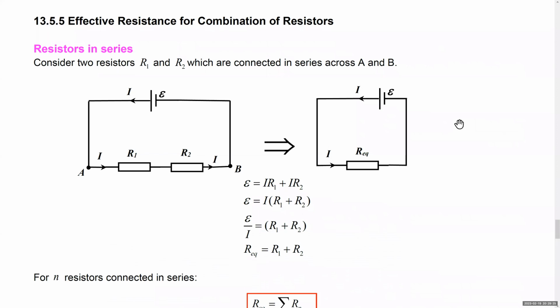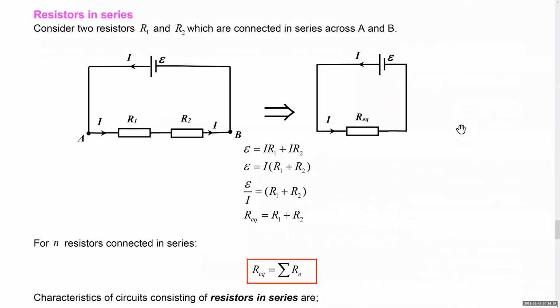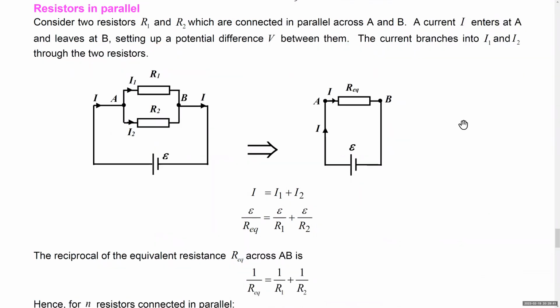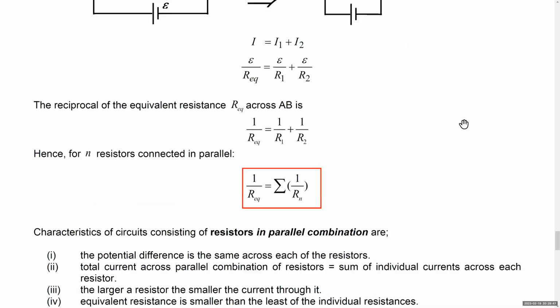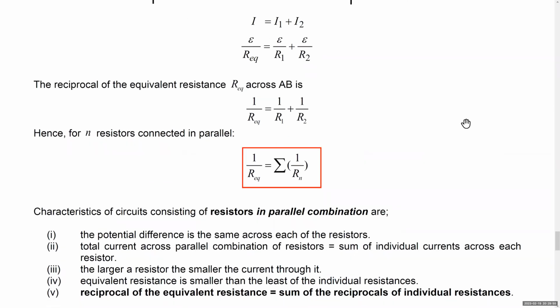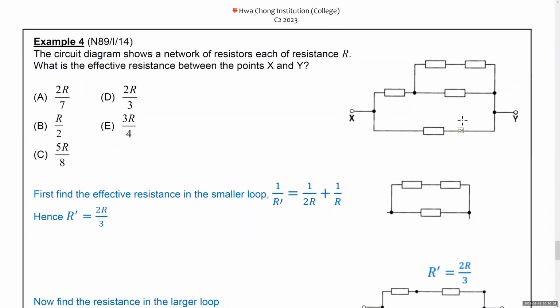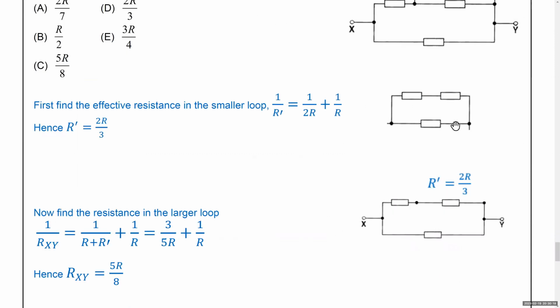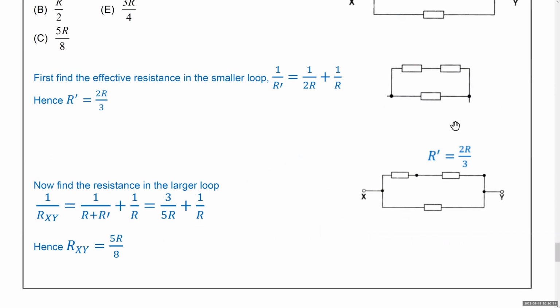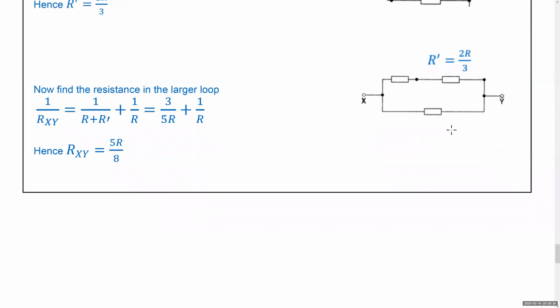Effective resistance for combination of resistors. For resistors in series, it is just a sum of all the resistances. For resistors connected in parallel, the equation is 1 over equivalent resistance equal to 1 over R1 plus 1 over R2 plus the rest, etc. Okay, example 4, we are to calculate the effective resistance between points X and Y. This is a combination of series and parallel connections. First, we find the effective resistance in the smaller loop, and then after that, we look at the effective resistance between X and Y.